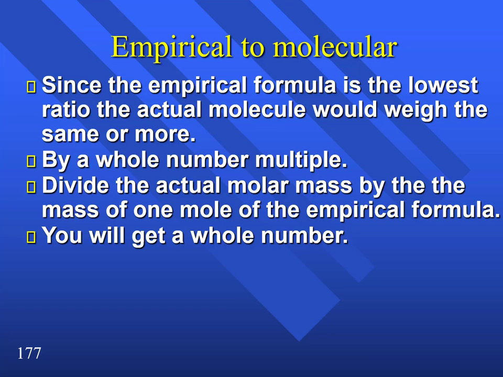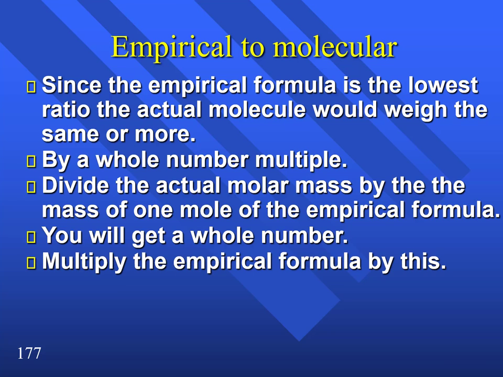If you get a 1, that means the empirical formula weighs the same as the molecular formula. The two are the same. If you get a 2, the real molecule is twice as heavy, so you would multiply all the subscripts by 2. So you multiply the empirical formula by how many you had. Division tells you how many of those empirical formulas you had. You either had 1 or 2 or 3 or 4 of them.